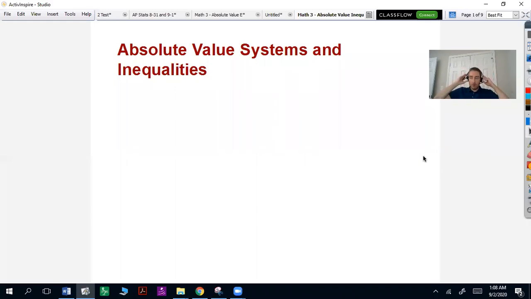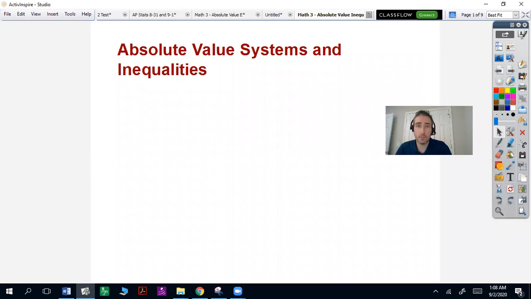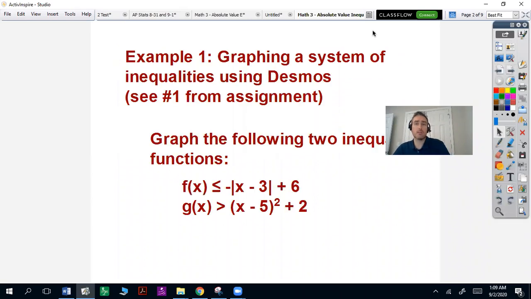Welcome to our new lesson. This lesson is going to be, once again, dealing with absolute values. We're going to be focusing on graphs, specifically inequalities. So let's get started. What we're going to do first is utilize Desmos.